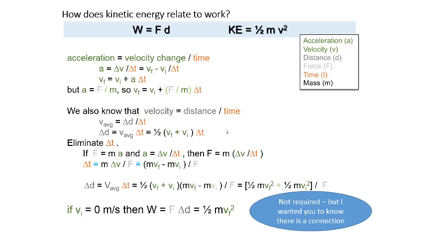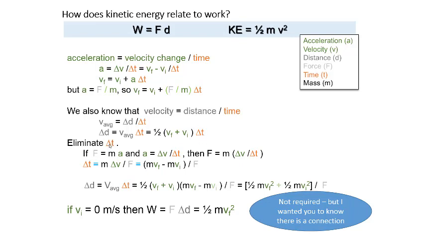Let's move to velocity at this point. Recall our initial velocity equation is velocity is equal to distance over time. That means the average velocity should be equal to the change in distance over time as well. And if we solve for distance, we get average velocity times time. And we get the average velocity by multiplying 1/2 times v final plus v initial, times the change in time.